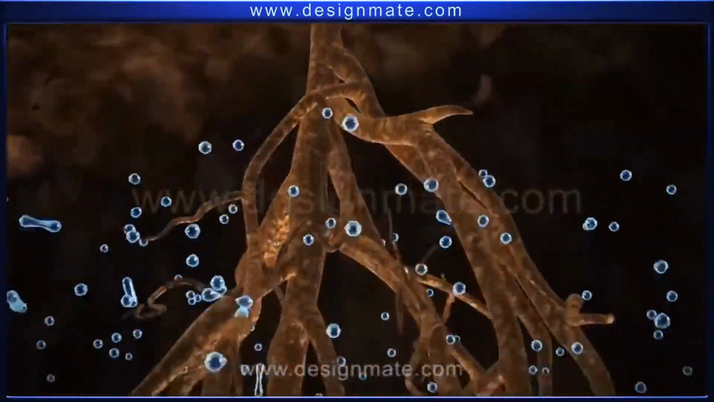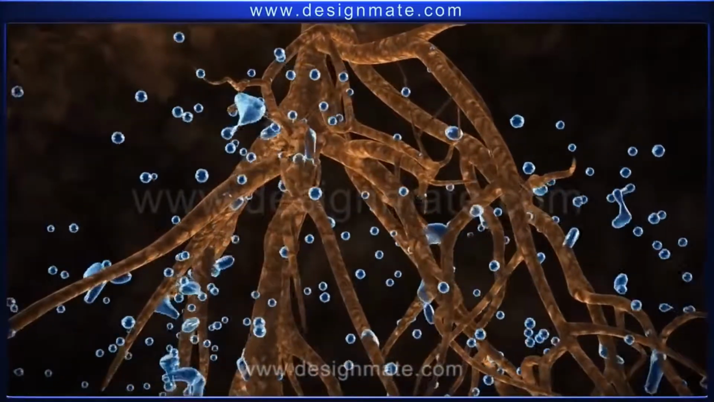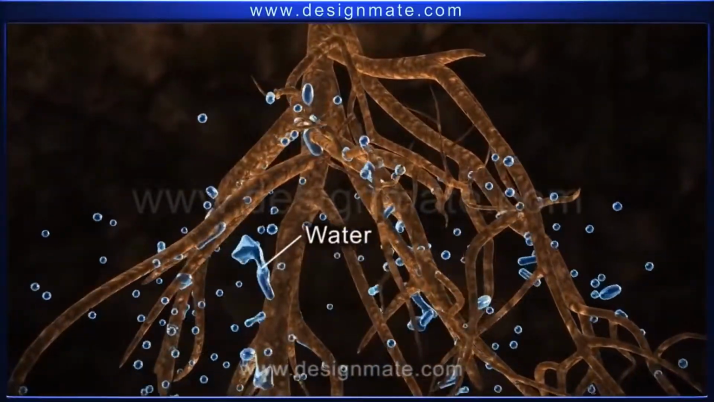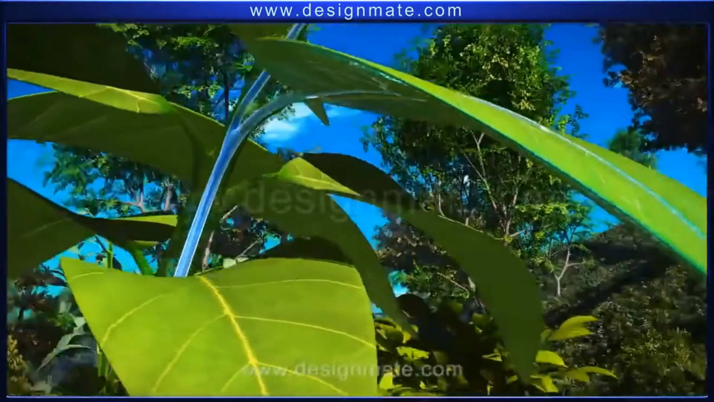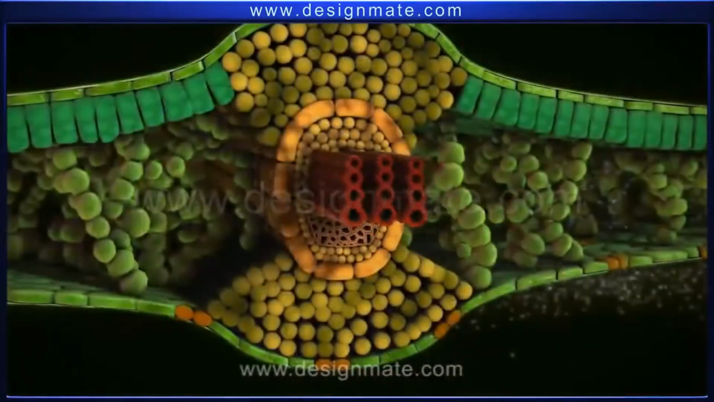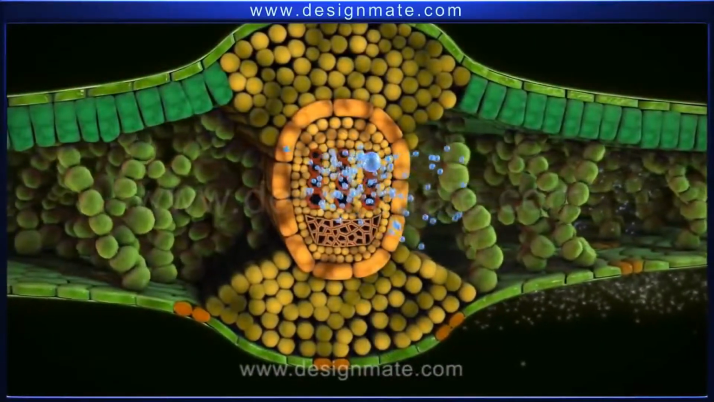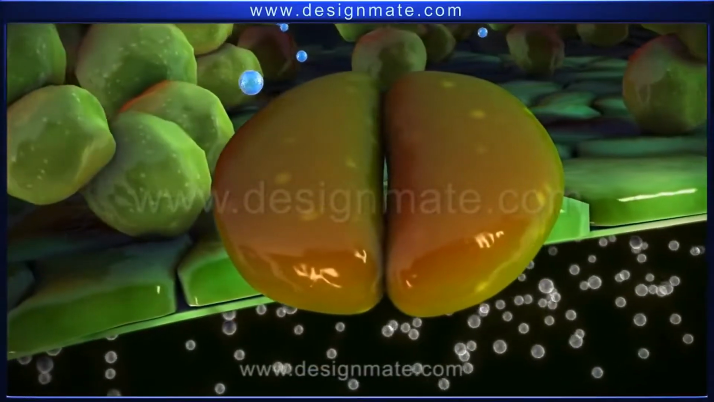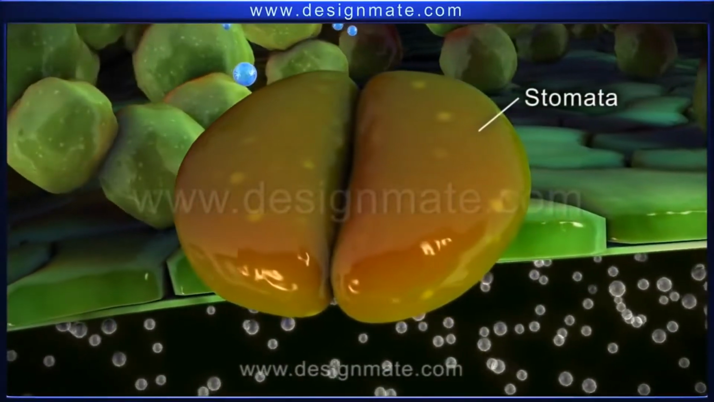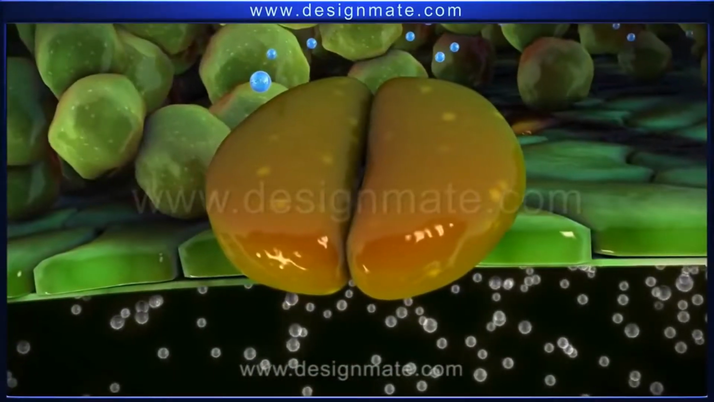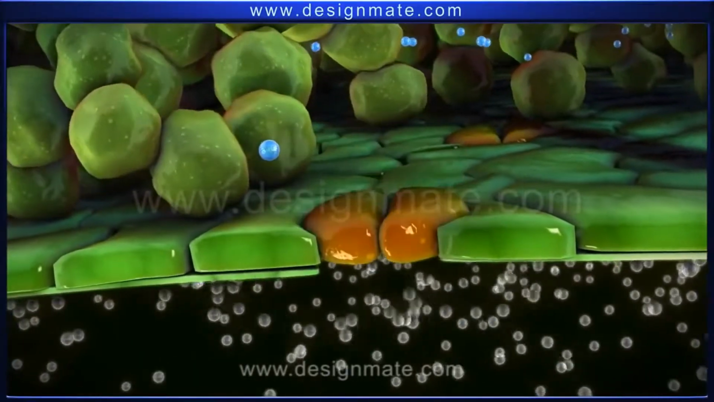Plants are held in the soil with the help of roots. These roots absorb water and send it to the leaves through specialized tubes. The lower layer has many pores called stomata. A leaf absorbs carbon dioxide from the environment through these stomata.